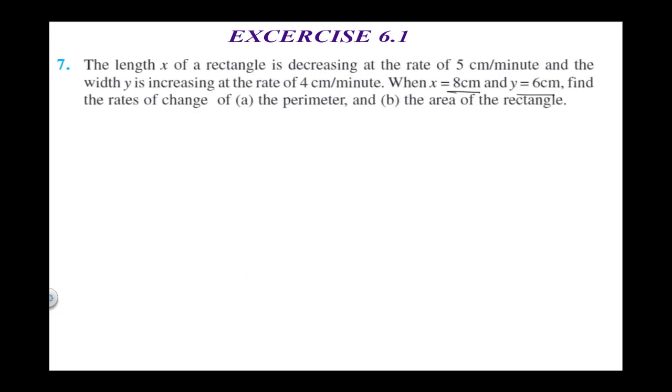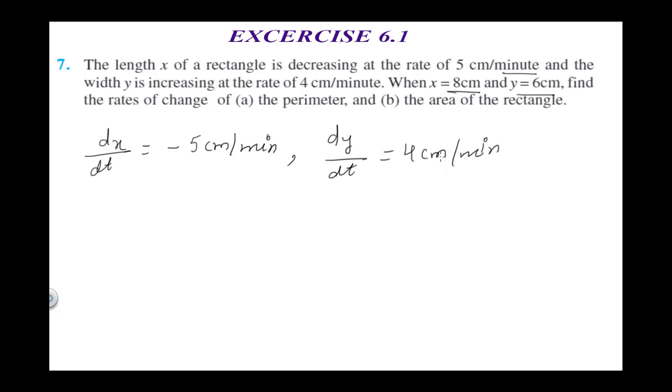Question number 7. As you can see in question number 7, they are saying the length x of a rectangle is decreasing. So it is per minute, and dt will come, d by dt of x. Decreasing, that means minus 5 centimeter per minute. And dy by dt, which is the width, is given as increasing 4 centimeter per minute. This is the rate of increase of y.